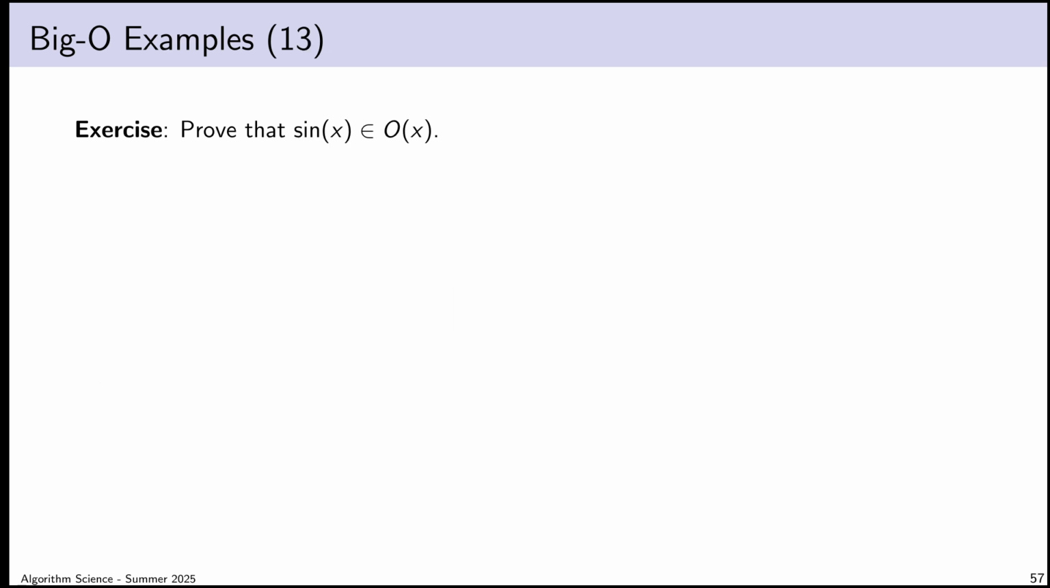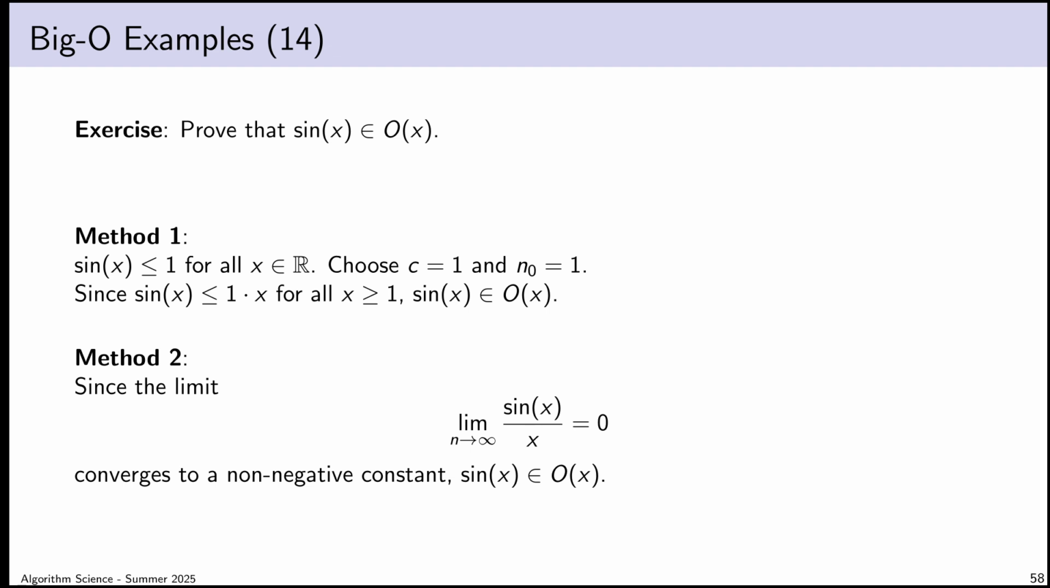Okay, prove this. Now, I could have written sine of n here, but something doesn't feel right about that. Sine doesn't feel like the right function to use in a running time, so I'll use sine of x. Prove that sine x is big O of x. I did this for a reason. I'll show the two solutions, or the one solution. So the issue here is that, well, wait a minute. Actually, I'm getting ahead of myself.